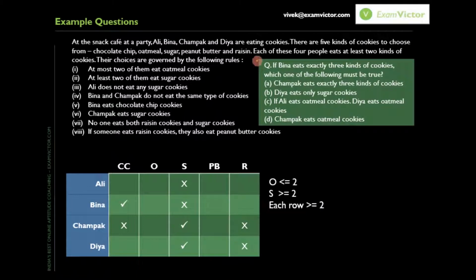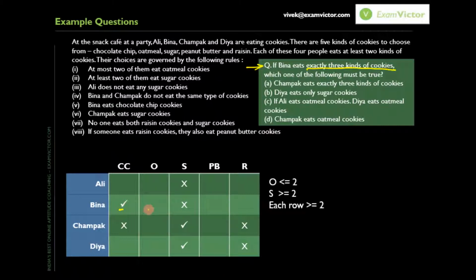Alright, here's where things now get really interesting. The question says, if Beena eats exactly 3 kinds of cookies, which one of the following must be true? Before we even read the choices, first we need to understand what kinds of cookies Beena is going to eat. So, Beena, we know for sure she's eating chocolate chip, and there are 3 blanks: oatmeal, peanut butter, raisin. So we don't know which 2 of these 3 she is going to choose to eat exactly 3 kinds, right? She's already eating 1, we just have to choose 2 more from among these 3. We don't know, so let's try all the options and see which one it turns out to be.